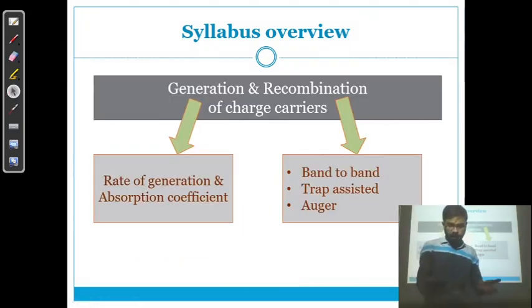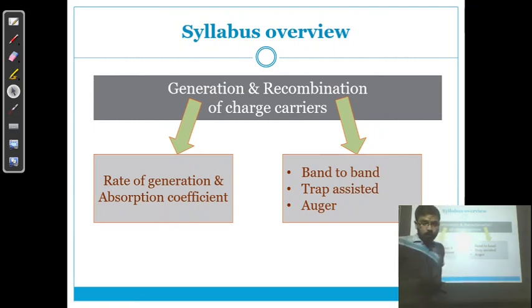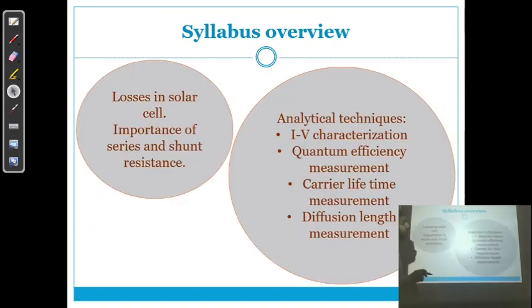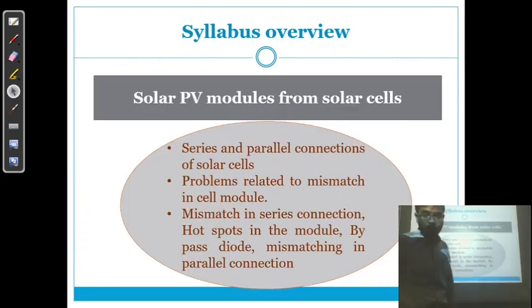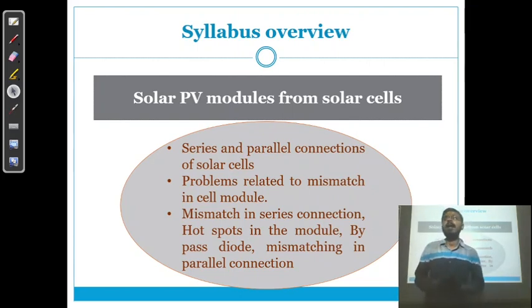Then we will see the generation and recombination of charge carriers, which I have already talked about: how generation takes place, what the absorption coefficient is, and the types of recombination. We have band-to-band, trap-assisted and Auger recombination. Then we will study losses and analytical techniques, which I have already discussed in the previous slide. Then we will see solar photovoltaic modules, with series and parallel connection, problems related to it, mismatch in series and parallel connection, and its solution. Thank you.